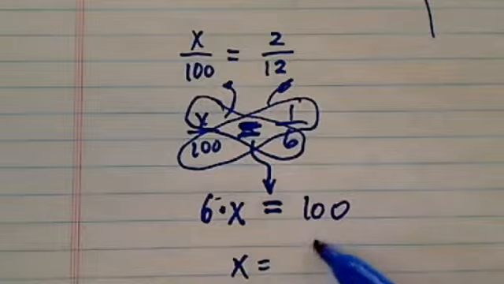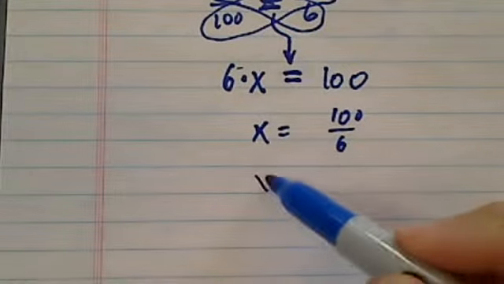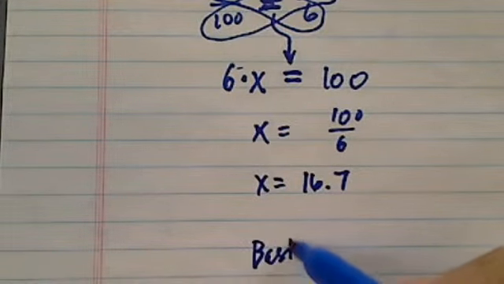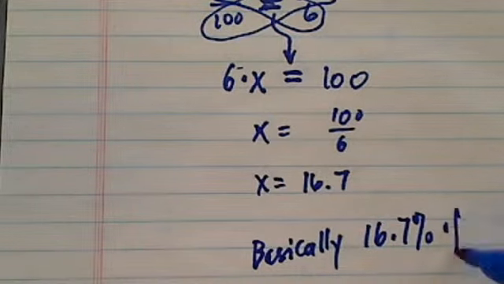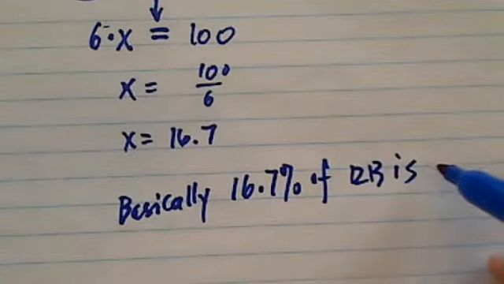So x is equal to 100 divided by 6. And if you use a calculator, you'll see this is roughly equal to 16.7. So basically, 16.7% of 12 billion is 2 billion.